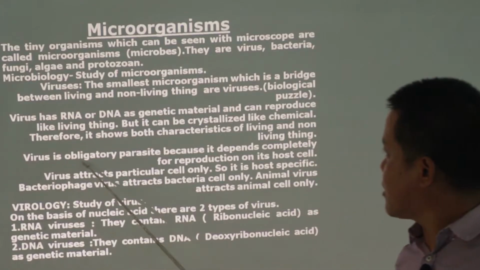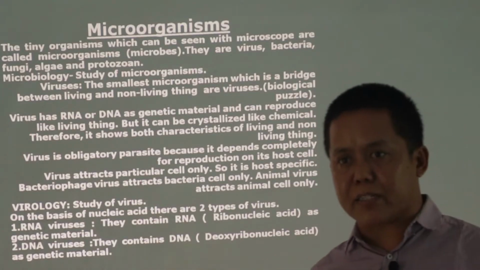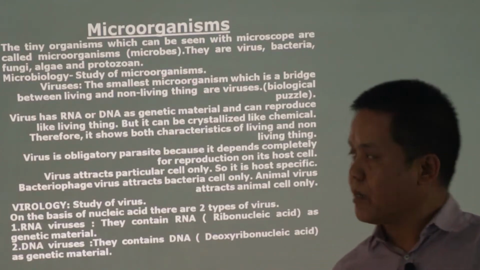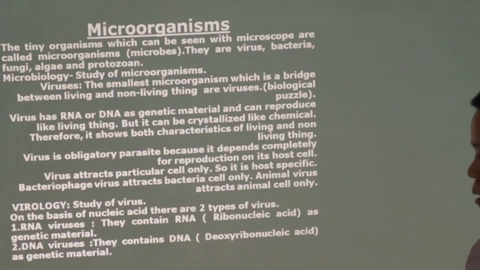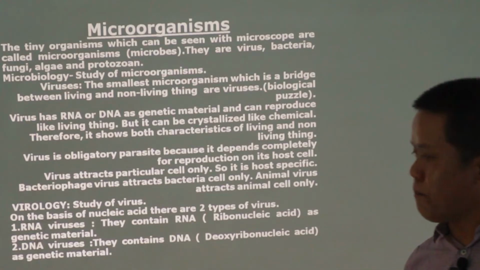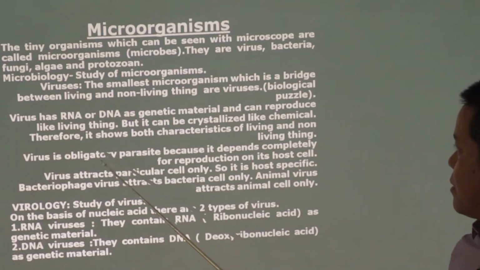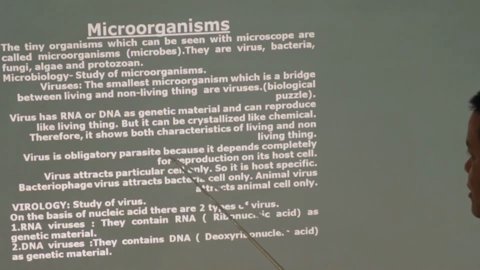Virus is an obligatory parasite. Obligatory parasite means it depends on other organisms completely for their reproduction. Virus is an obligatory parasite because it depends completely for reproduction on its host cell.